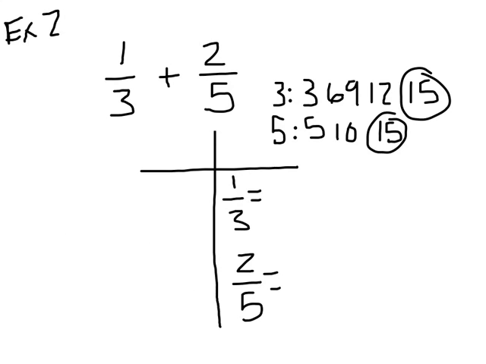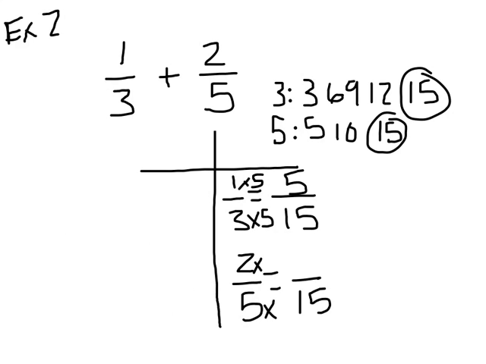Now I'm going to change my fractions so that their denominator is 15. How do I change 1/3 to give it a denominator of 15? What do I multiply by? I multiply by 5 and by 5. That gives me 5/15. How do I change 2/5 to give it a denominator of 15? I multiply by 3 and by 3. That gives me 6/15. Now, add those two fractions. What's 5/15 plus 6/15? It's 11/15.